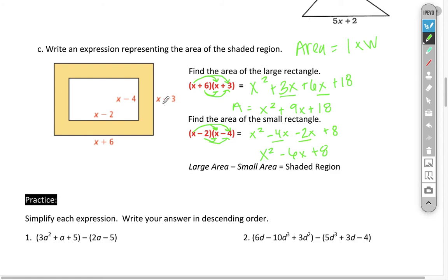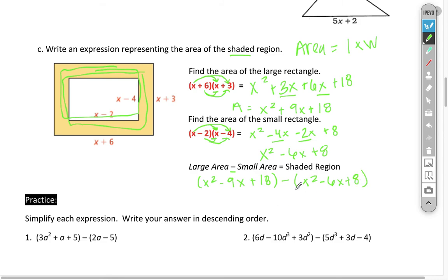All right, but now it wants us to represent the shaded region, which is just this part, right? That's really bad drawing, but just this orange shaded part. And the only way to do that is to get rid of what's in the middle. So we need to subtract this small rectangle from the large. So we would have, and let's put these in parentheses because we're going to be subtracting, right? Large area minus the small area. So that negative sign is going to be distributed and change the values. So we have x squared plus 9x plus 18 minus parentheses x squared minus 6x plus 8.